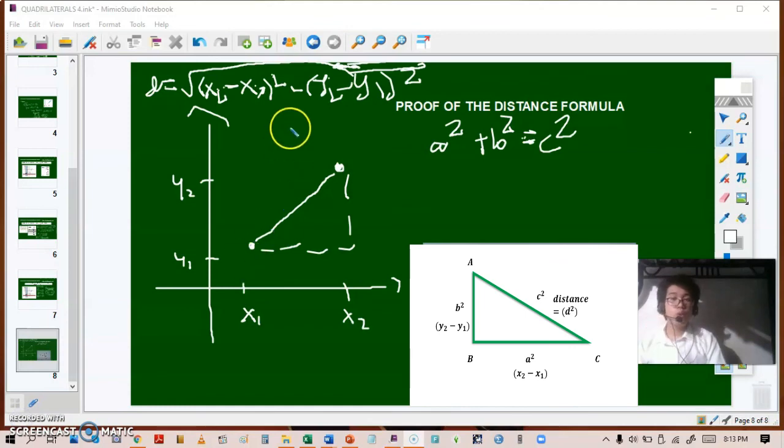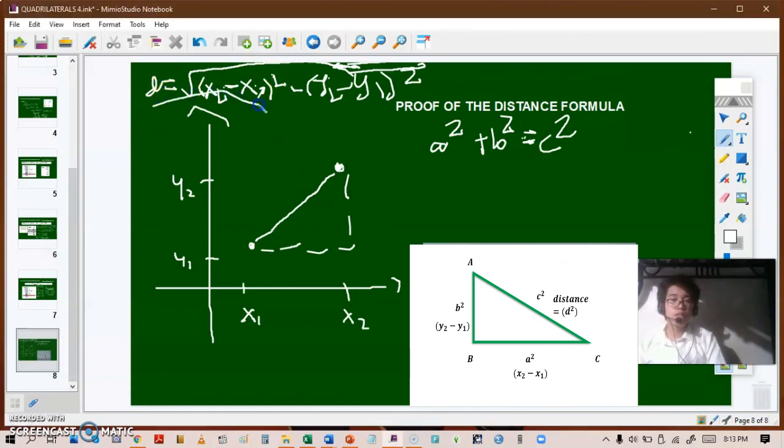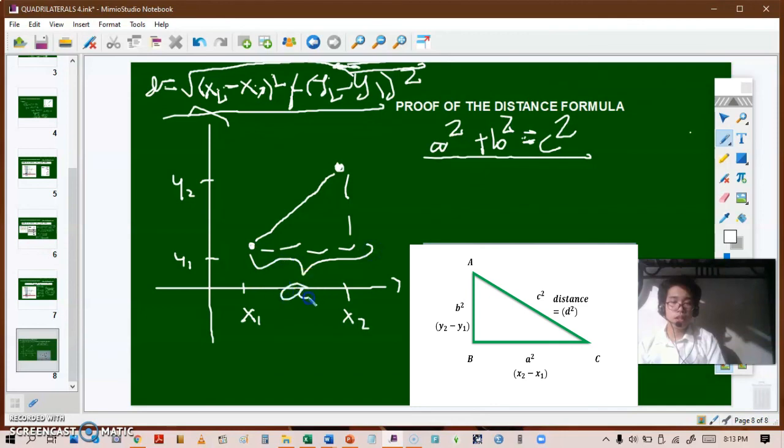Have you ever wondered where this distance formula came from? d is equal to the square root of x sub 2 minus x sub 1 squared plus y sub 2 minus y sub 1 squared. If you look at our Cartesian plane, we can use the Pythagorean theorem to prove this formula. The measurement of this side, let's call it side A, is x sub 2 minus x sub 1. And the measurement of this side, side B, is y sub 2 minus y sub 1.